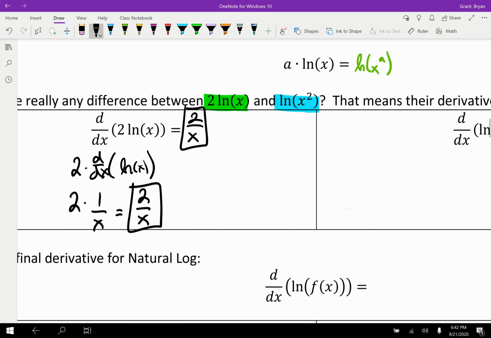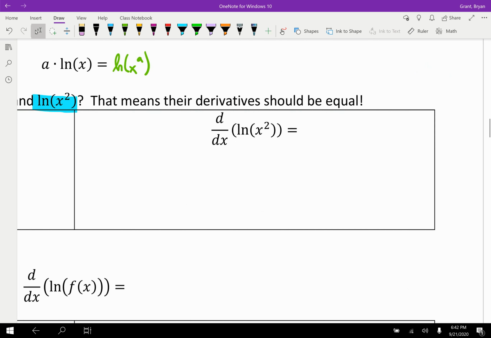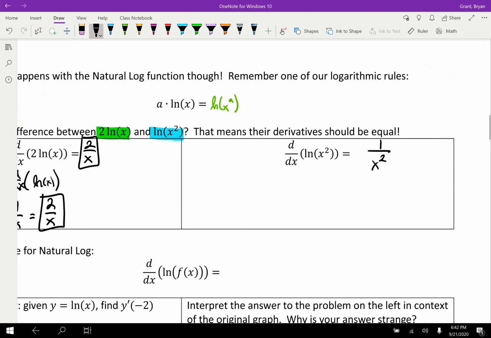Nifty. Does that hold over here? Let's see, natural log. Oh, didn't we learn that this should just be 1 over, well, this is x squared, so maybe 1 over x squared? But wait, these functions are equal. Is 1 over x squared equal to 2 over x? I don't think so. I think we made a mistake somewhere. Oh, but what's our mistake?